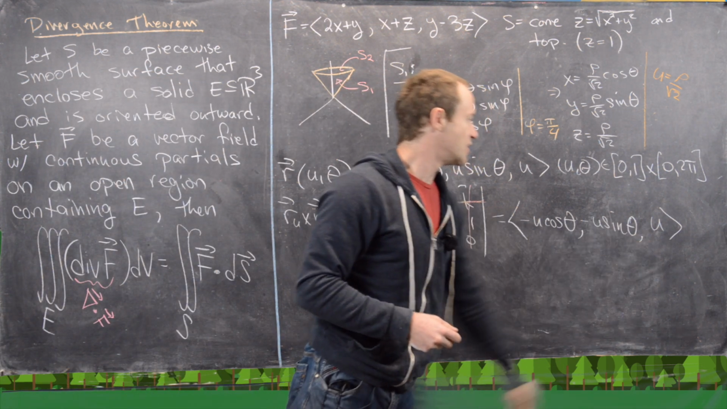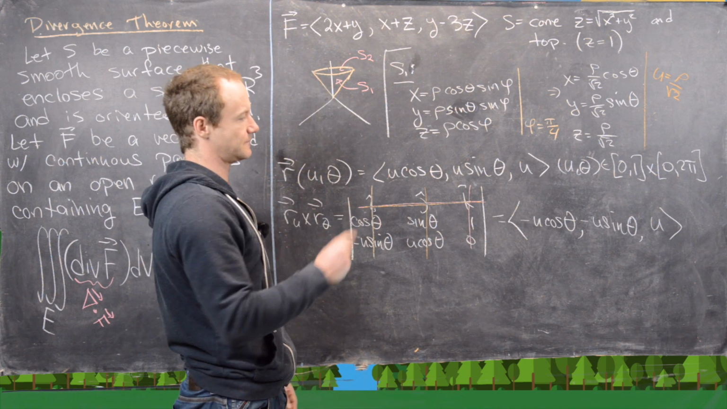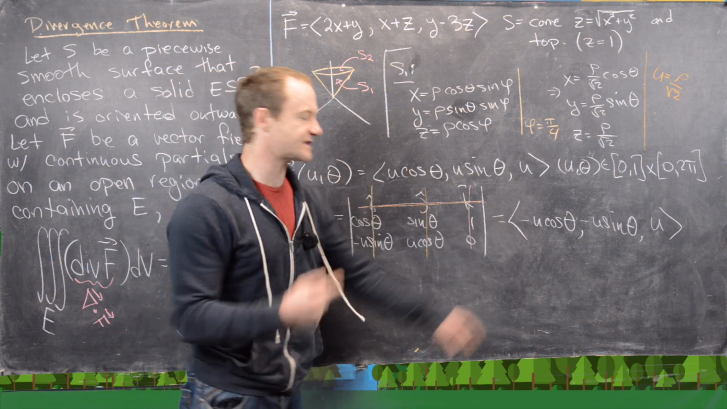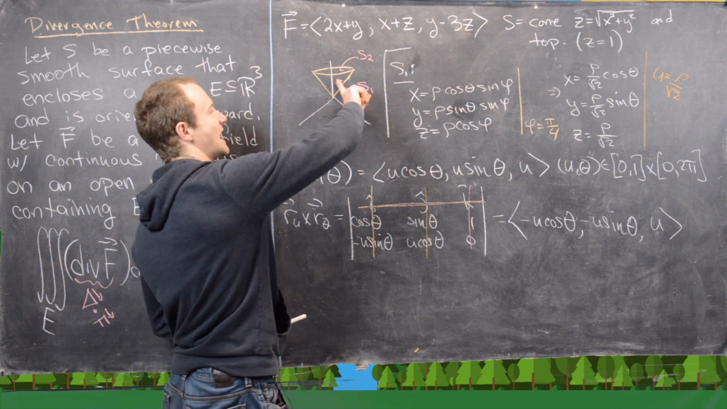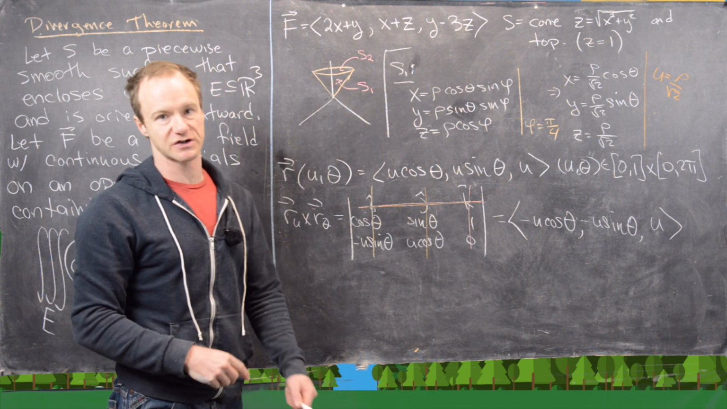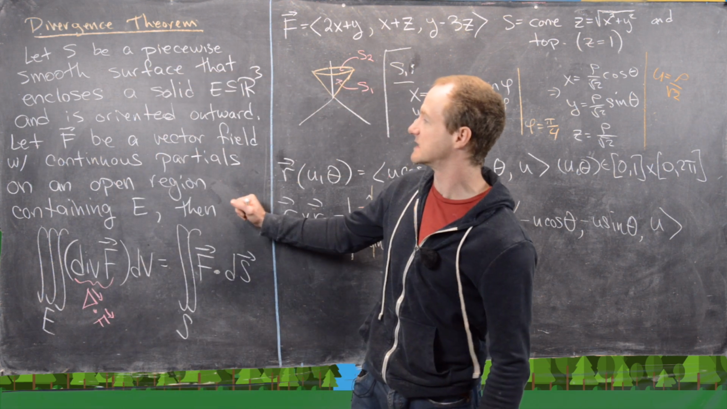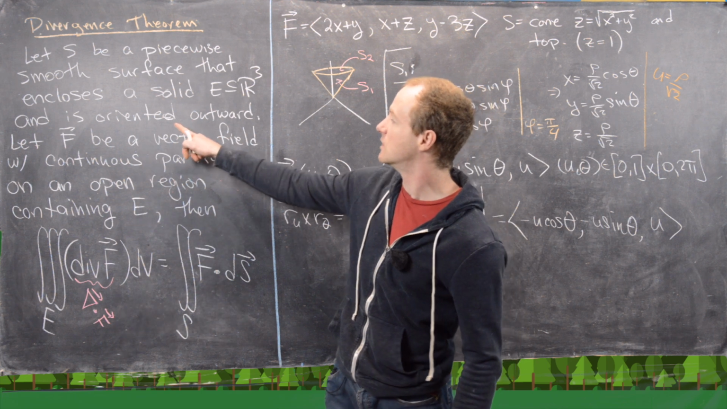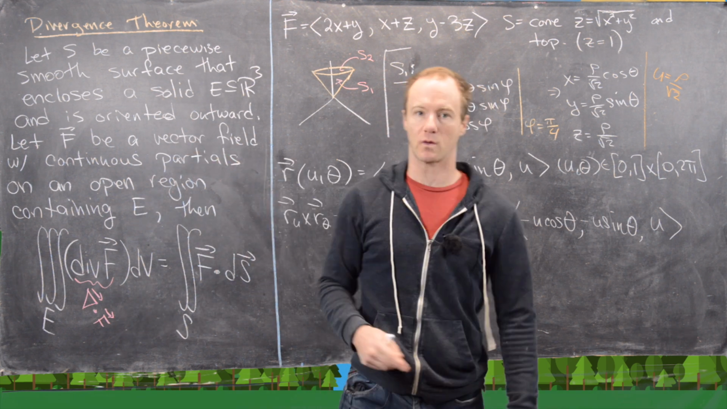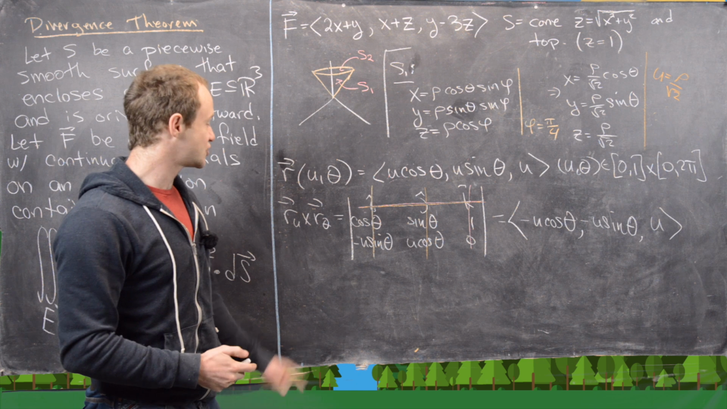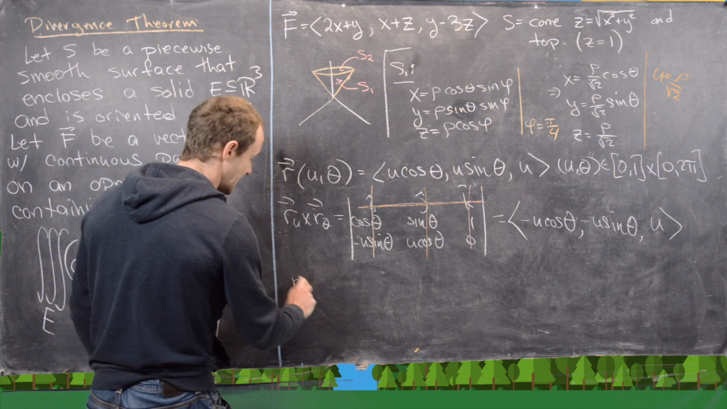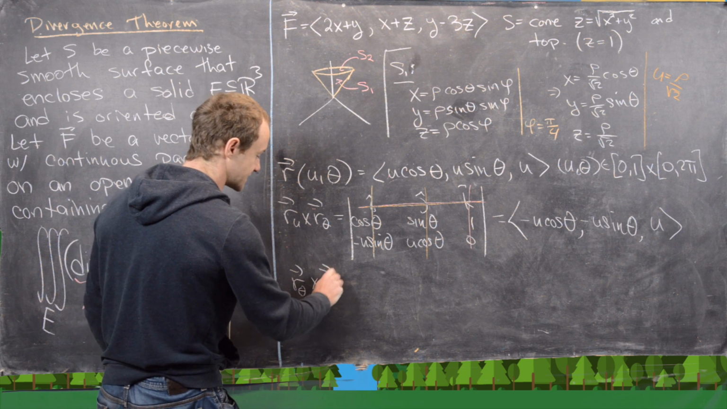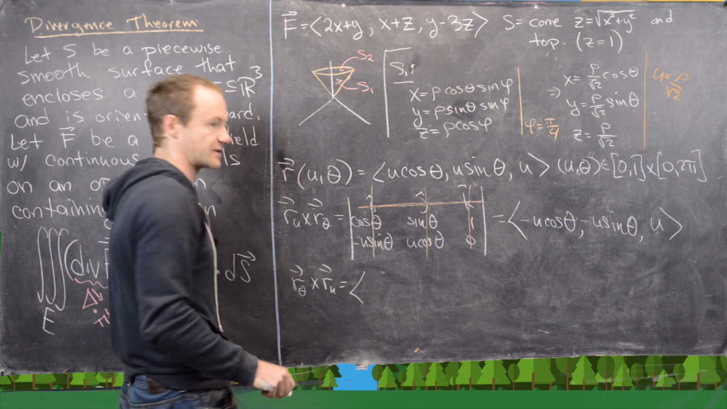Notice that here the z component is pointing up, and these are pointing inward. So this is actually an inward pointing normal vector, which is a problem because the divergence theorem says that our surface needs to be oriented outward. But luckily we can change that just by taking, instead of r_u cross r_theta, r_theta cross r_u to be our normal vector.